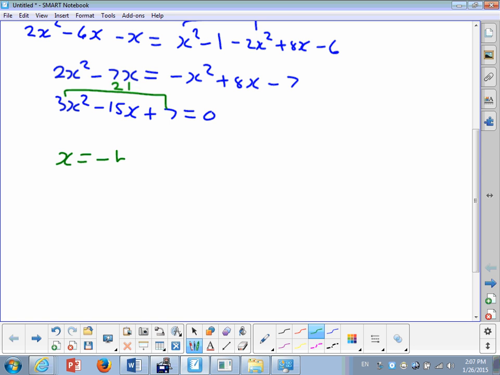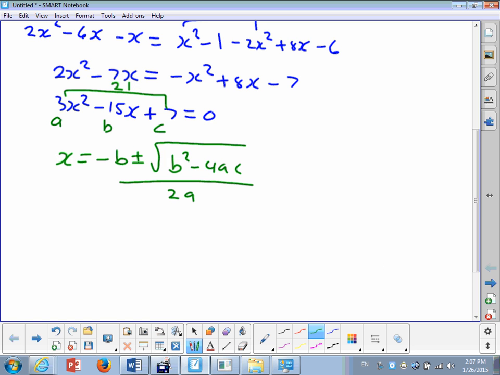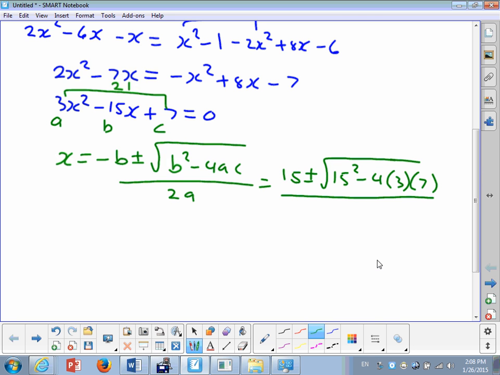x will equal the opposite of b, plus or minus the square root of b squared minus 4ac, all over 2a. And where do these letters come from? a is the coefficient in front of the x squared term, b is the coefficient in front of the x term, and c is the constant term. So the opposite of b will be 15, plus or minus the square root of negative 15 squared minus 4 times a times c, all over 2a.